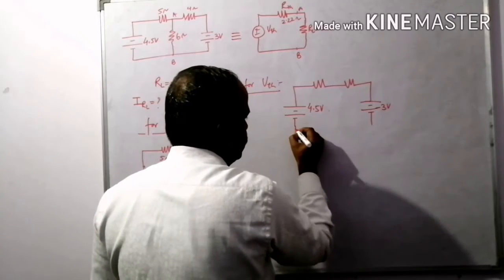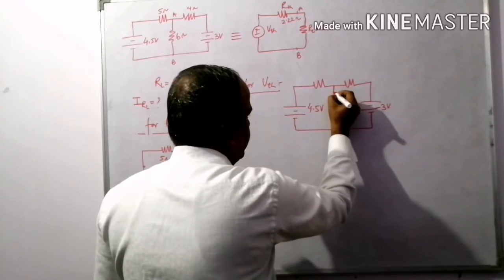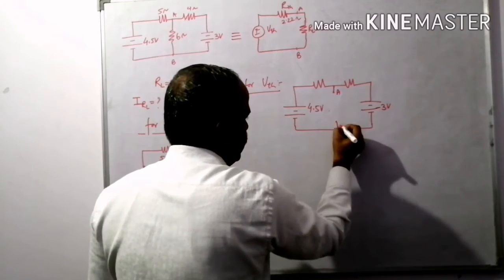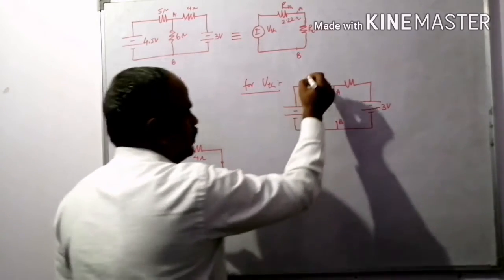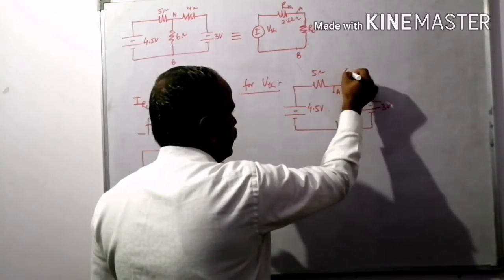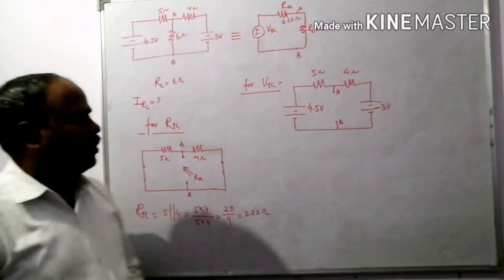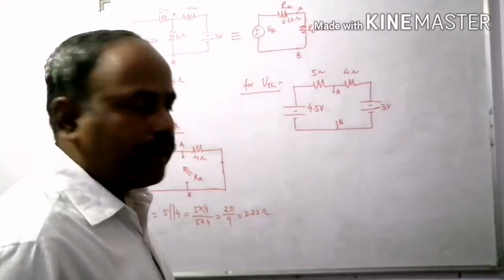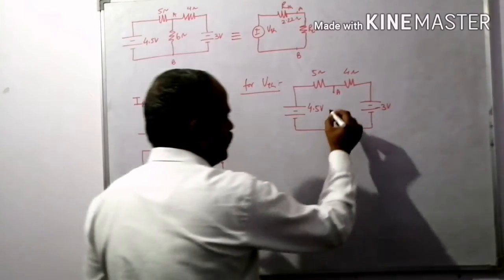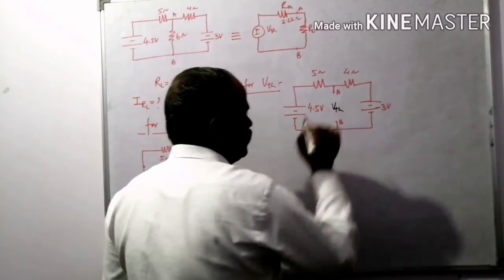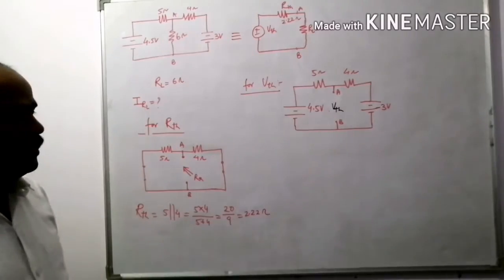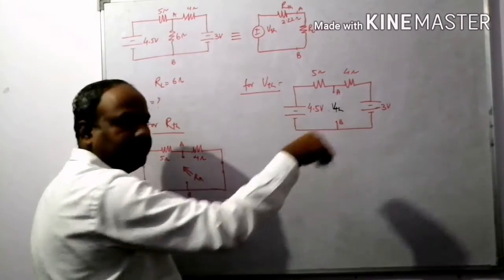Three volt. This is a point A, another point B. This one is 5 ohm and 4 ohm, right? Load is removed. Now, whatever the voltage across the point A and B, that is known as the VTH, right? So this is a closed circuit.